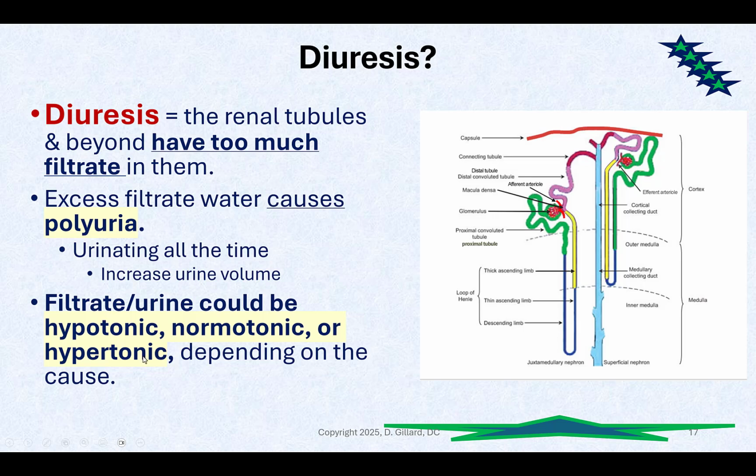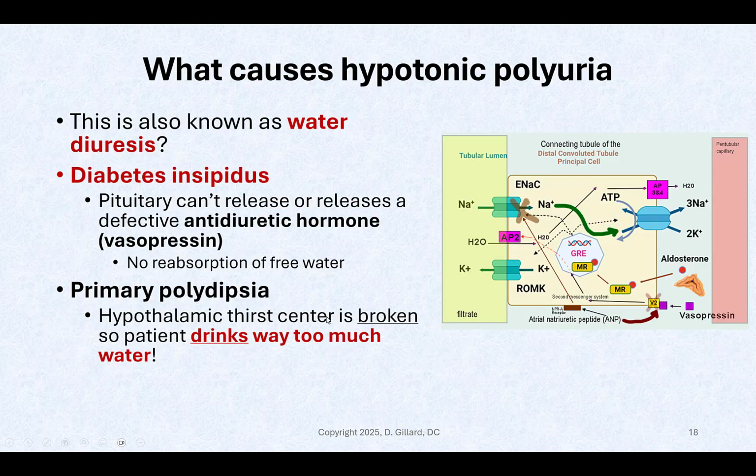Or hypertonic. I said to always look at the first part, and hyper and hypotonic refer to salt. So hypotonic means salt-poor urine, too much water. Hyper means salt-rich urine. The ratio between salt and water is very high. It's got too much salt in it.